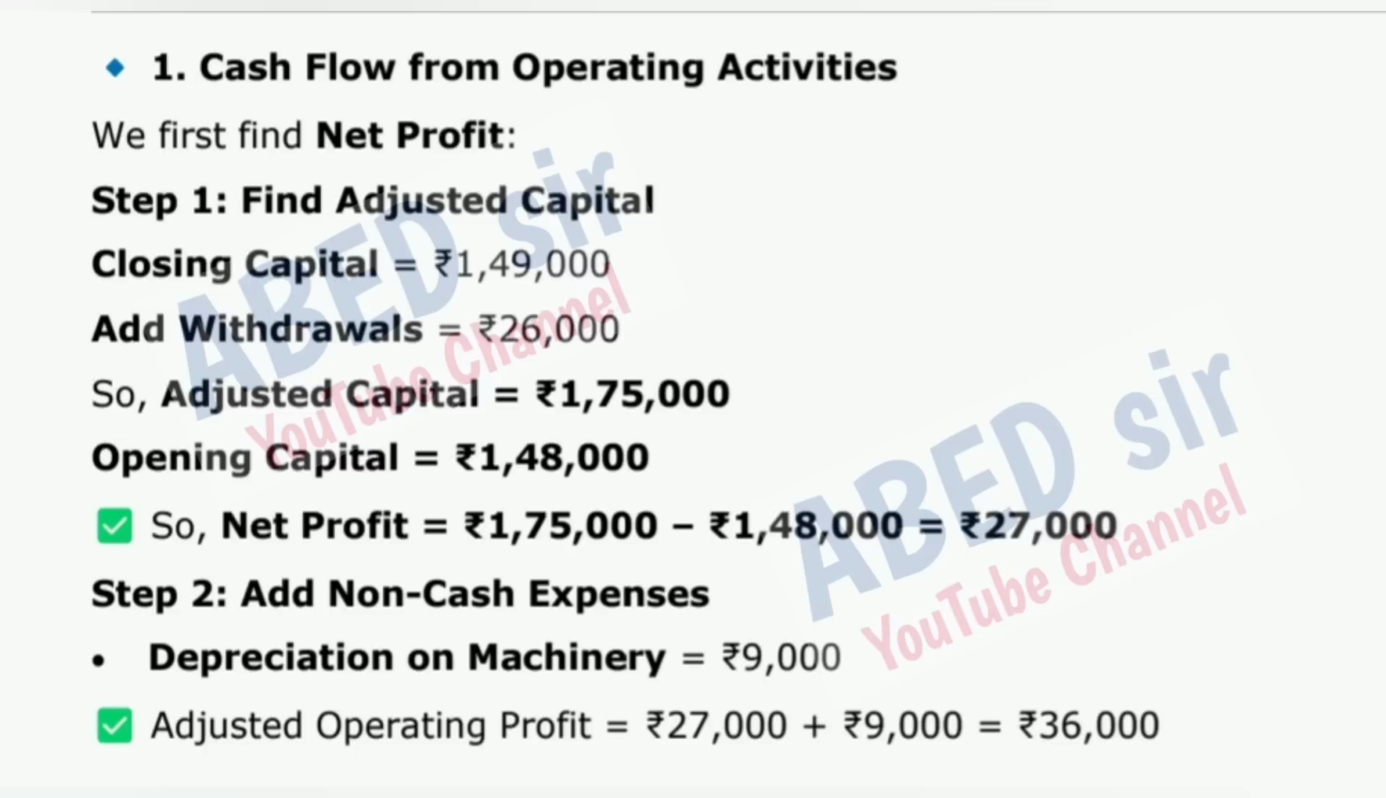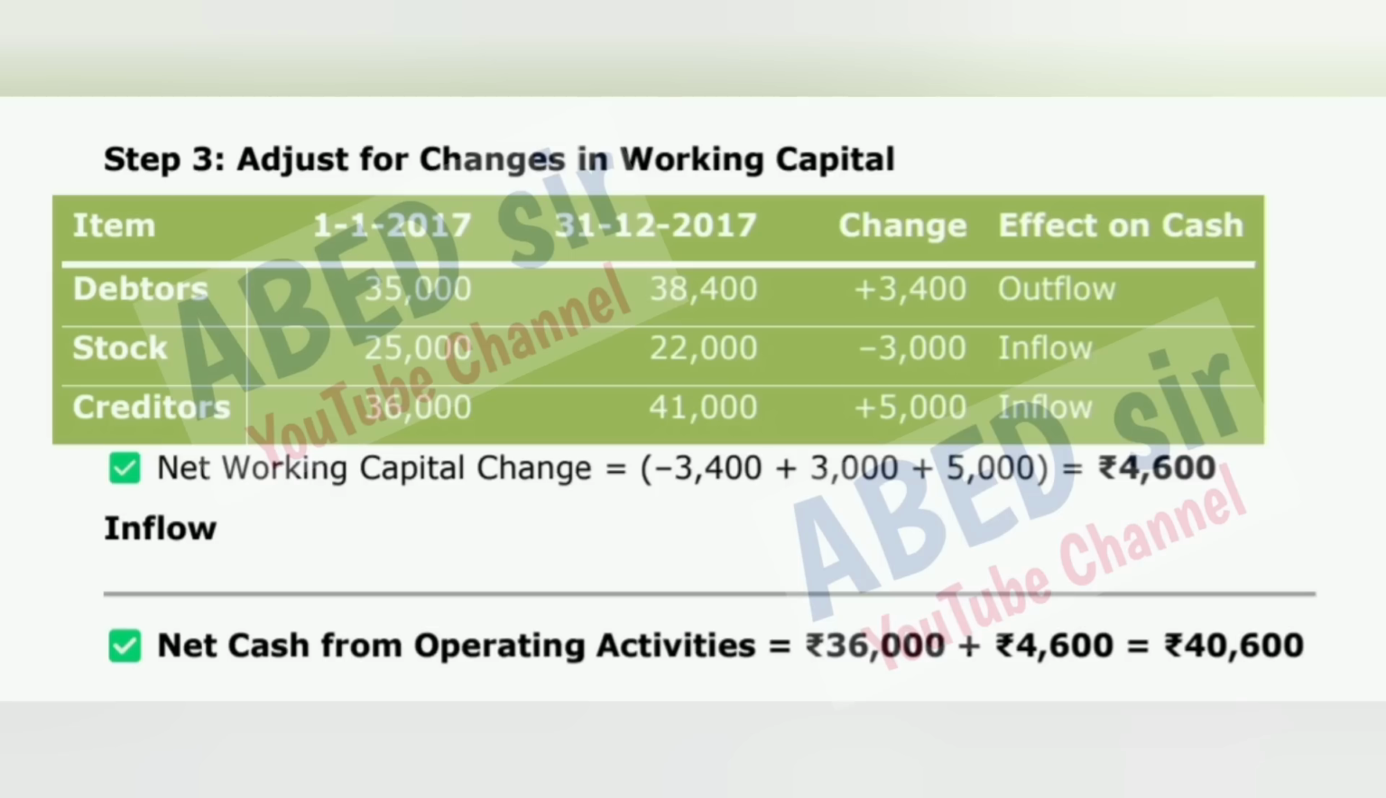Step 2. Add non-cash expenses. Depreciation on machinery is equal to 9,000 rupees. Adjusted operating profit is equal to 27,000 plus 9,000, which is equal to 36,000 rupees. Step 3. Adjust for changes in working capital. Net working capital change is equal to minus 3,400 plus 3,000 plus 5,000, which is equal to 4,600 rupee inflow. Net cash from operating activities is equal to 36,000 plus 4,600, which is equal to 40,600 rupees.